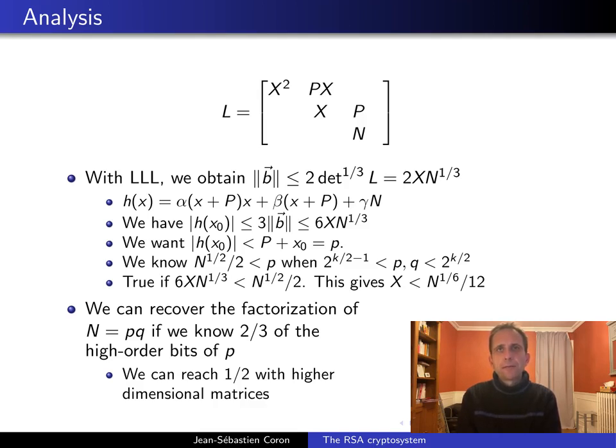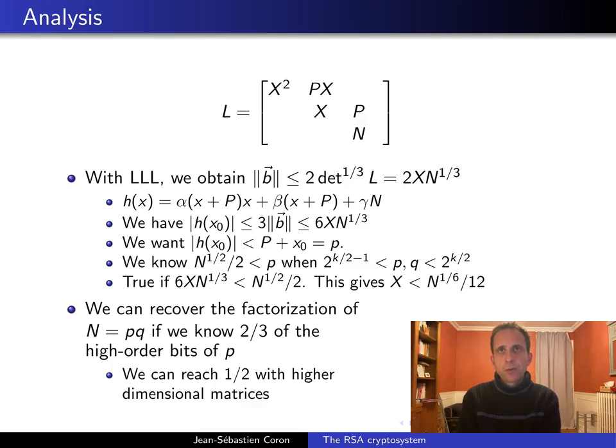And so with LLL, we obtain that the norm of the short vector that we obtain is less than 2 times the determinant of the lattice to 1/3. So this gives us 2 times big X times n to 1/3. And so in that case, we get this polynomial h of x. And so what we know is that the norm of h of x0 will be less than 3 times the norm of the vector b.